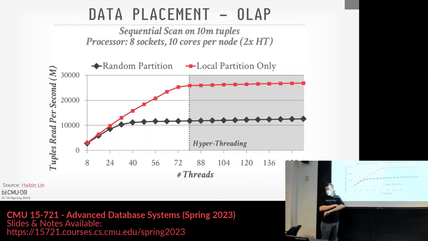My question was, when you say the 10 million tuples, can they all be stored in just one local node? They're randomly distributed. When you have a local partition, are they just in one partition? Say it again, the local partition? The random partition is when the data is distributed across all the nodes, right? It's randomly distributed. Yes.